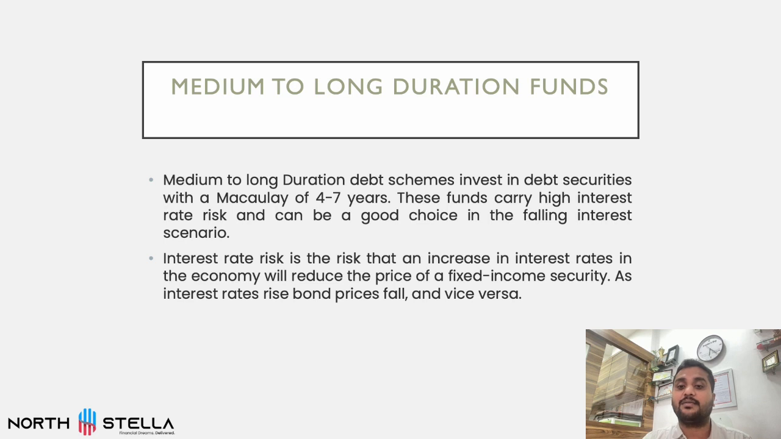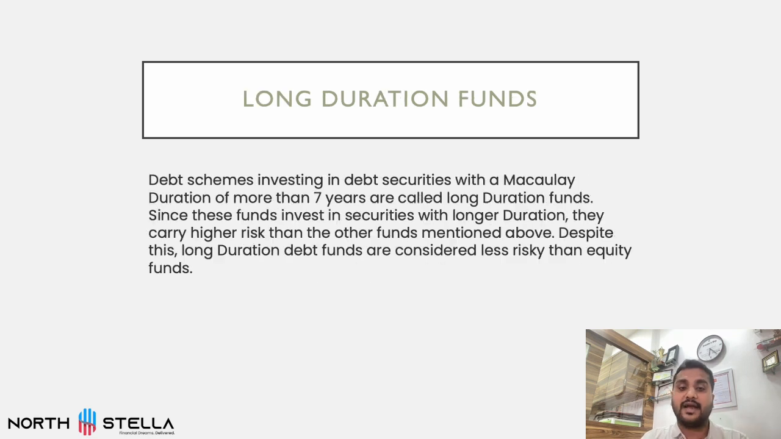These are inversely proportional. So as the interest rate rises, the bond prices will start falling and the NAV of the debt mutual fund will also fall, right? So this will impact your returns on the portfolio, right? So whenever you are looking for a longer duration, you have to understand the risk and then invest.